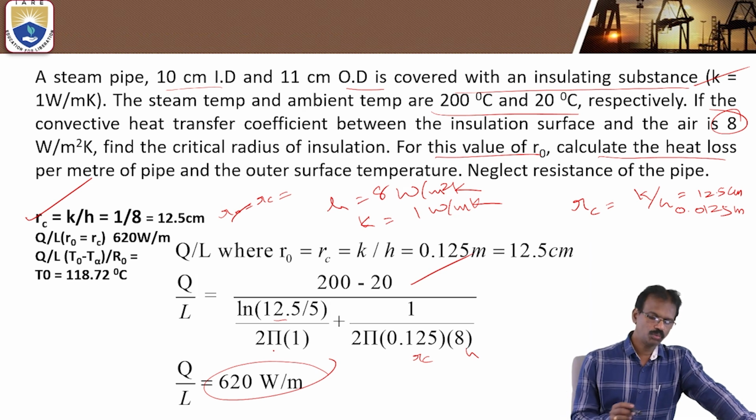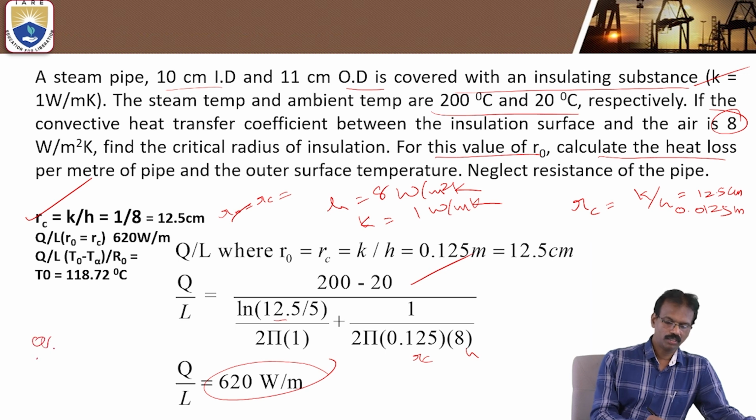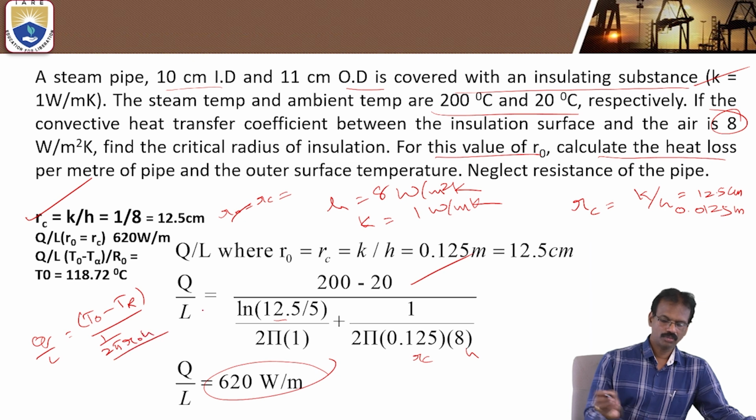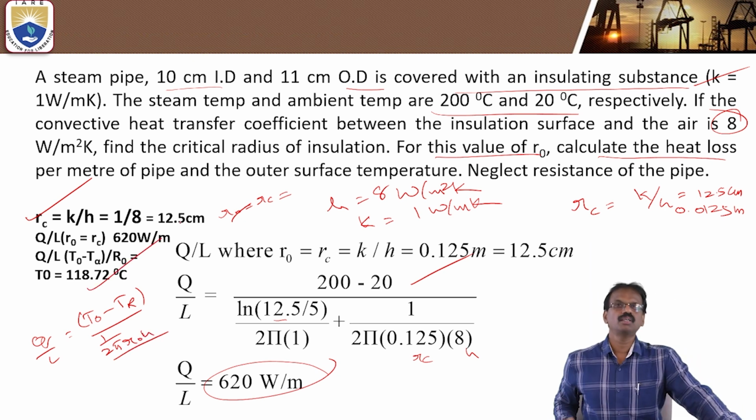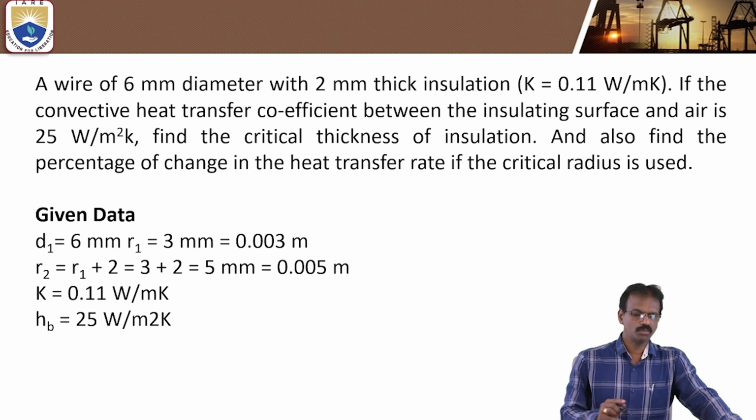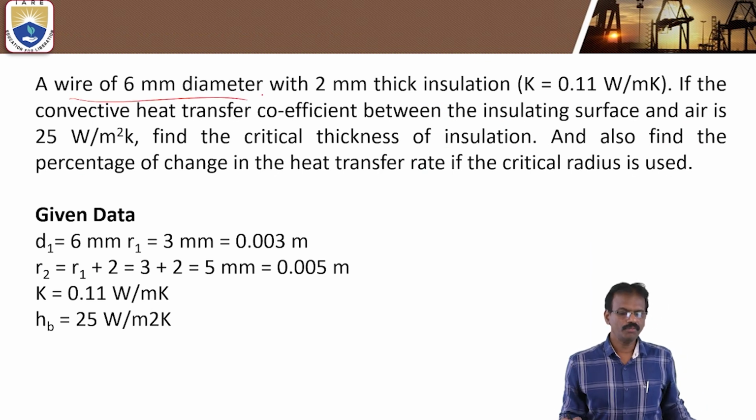By using Q by L, you can find out the outside temperature of the steam pipe also. Here Q by L is equal to the temperature difference divided by only one thermal resistance: from the outside of the steam pipe to ambient temperature T infinity by the convection process, 1 by 2 pi RC into H. If you substitute the values, you can find out the temperature, which is 118.072.